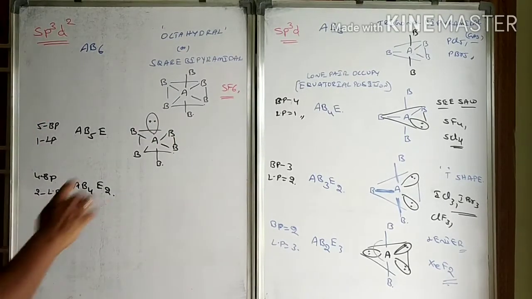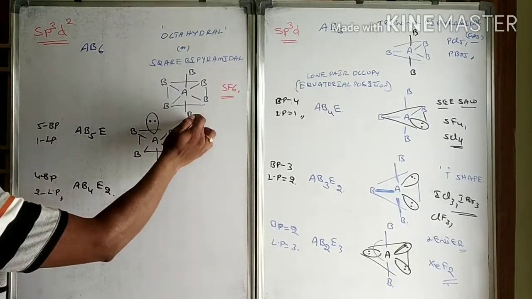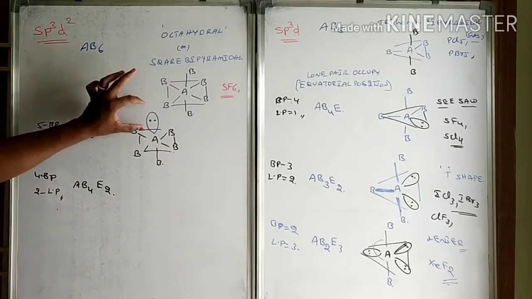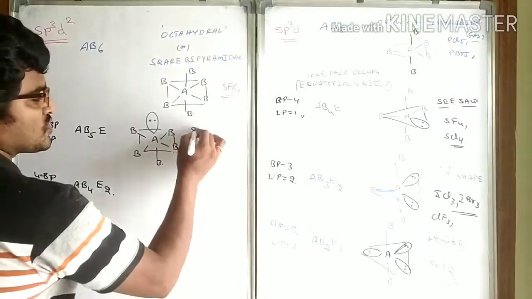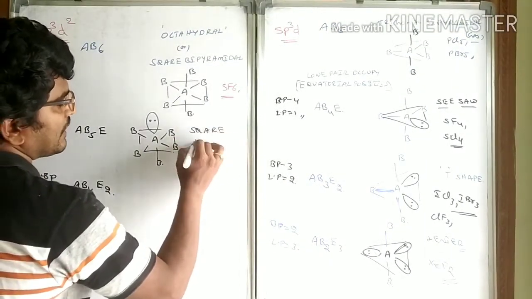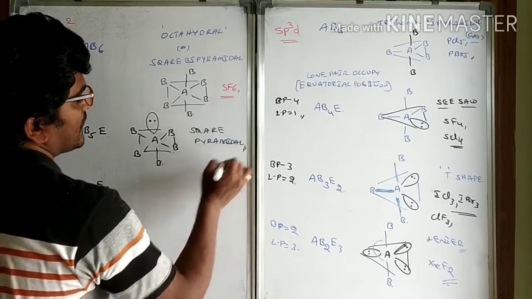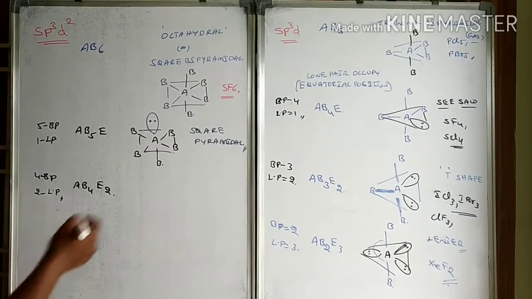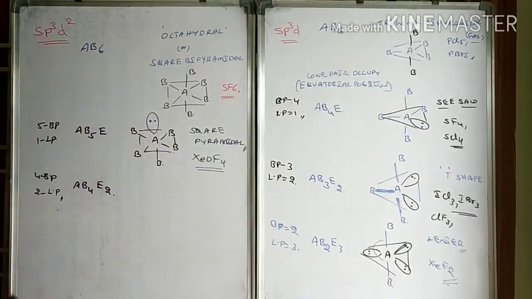So here you see this is square bipyramidal. Above one pyramid is coming and below one pyramid is coming. But in this case only the above lone pair is there, so it comes to below. So we call it square pyramidal. Like this we can have this. An example for this will be XeOF4.